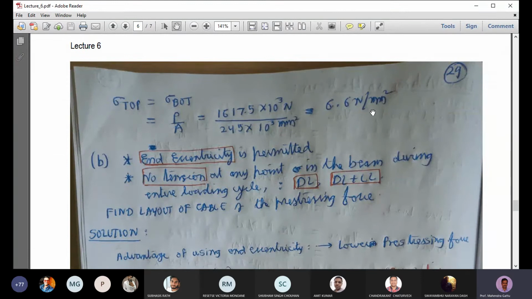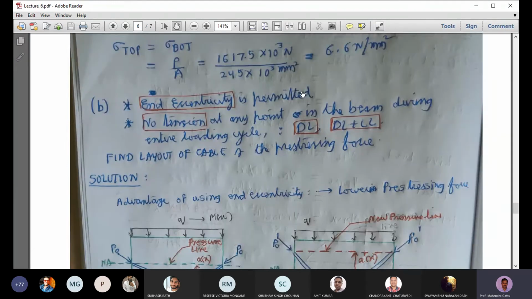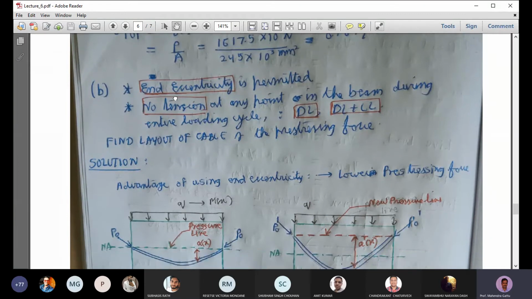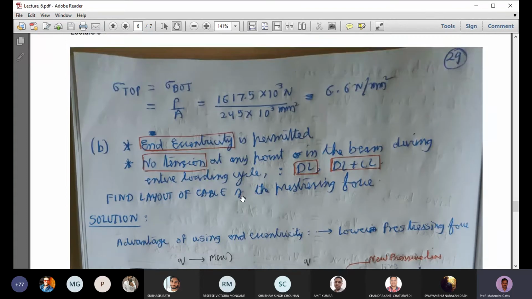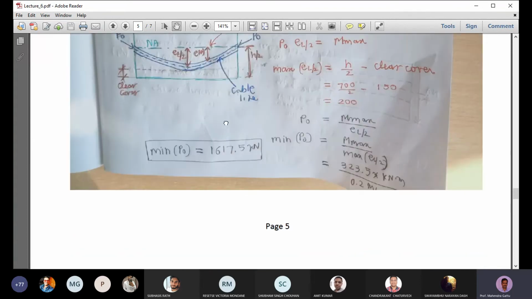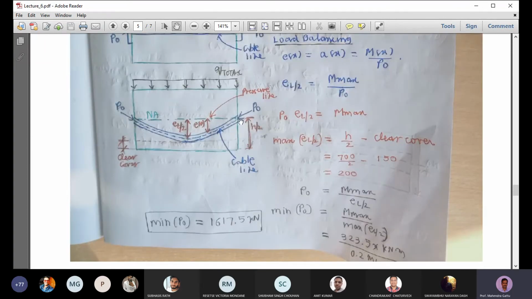So in the second part of the problem, we are given some extra information: end eccentricity is permitted. So we can provide eccentricity at the ends also. Here we have provided zero eccentricity at the left edge and the right edge. And here the bending moment is 0, so e of x is equal to 0 here, and e of x is also 0 there.